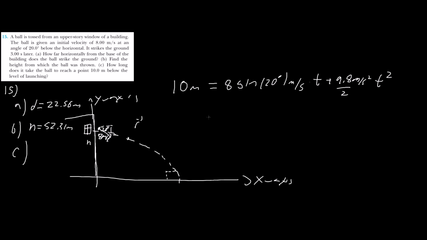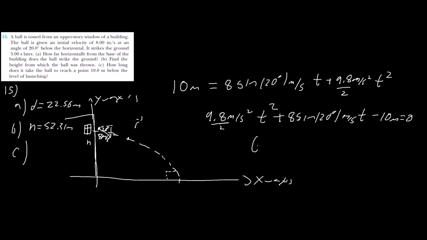So this is going to be a quadratic formula, as you can tell. That's 9.8 meters per second squared divided by 2 times t squared, plus 8 sine of 20 degrees meters per second times the time, minus 10 meters, and that's going to equal 0. So you're going to use the quadratic formula. Once you use it, the time it takes here is going to be 1.18 seconds. So that is going to be the answer for part C.